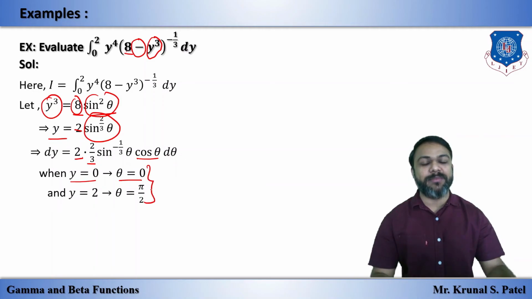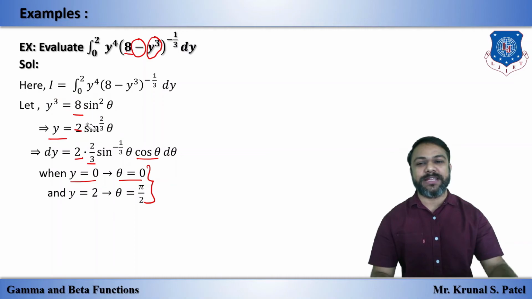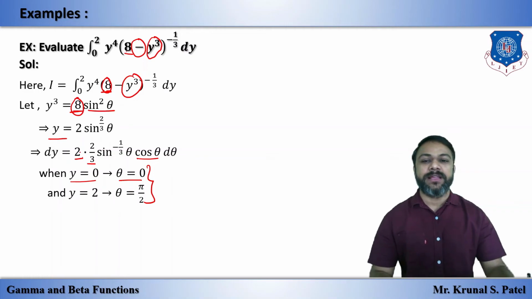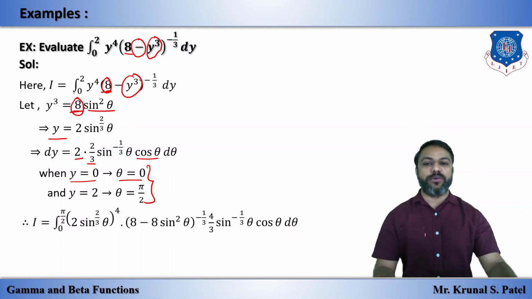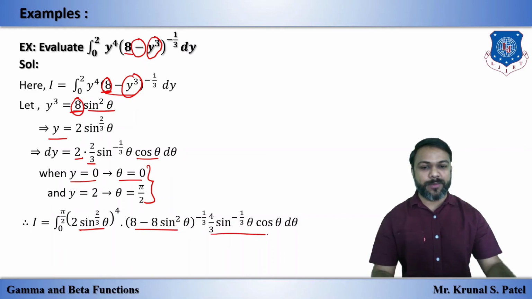So automatically the limit will be 0 to pi by 2. Okay, that's why we are supposing this. y cube is equal to 8 sine square, because we have to multiply by 8 here. Whatever is here, we have to put here. Now, by putting all these values, 0 to pi by 2, y is this, 2 into this, 8 minus y cube, that means 8 minus this, and dy is this entire term, 4 by 3 this.